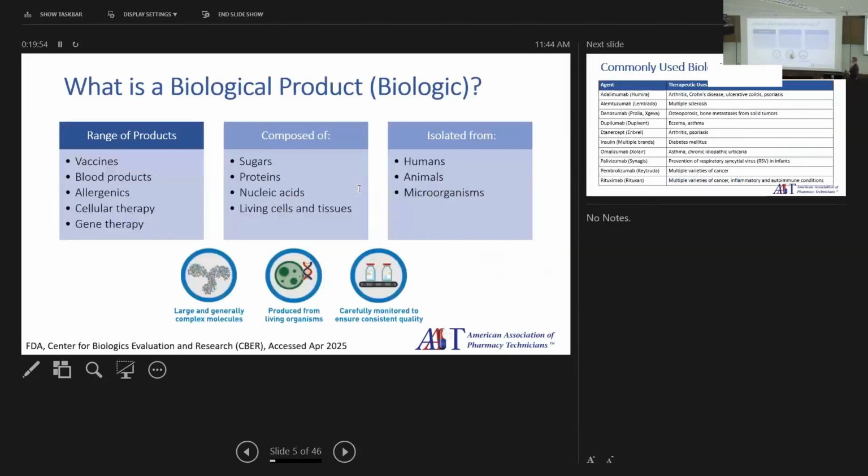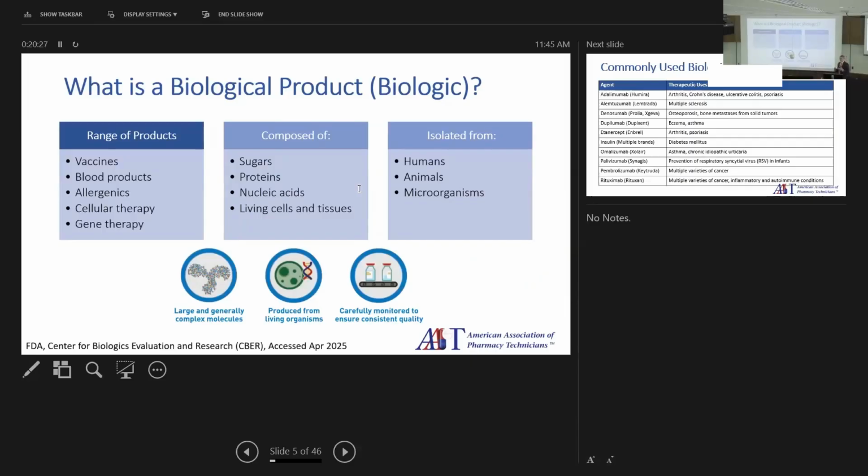A biological product has a really wide range of types of products. Vaccines are considered biologics because they're derived from bacterial antigens that are either inactivated or weakened, or potentially viral antigens or proteins. Blood products are biologics, as are allergenics that we can use to identify patients with certain allergies or desensitize them if they have these allergies. And then cellular and gene therapies are really on the cutting edge of medication therapy in the last decade.